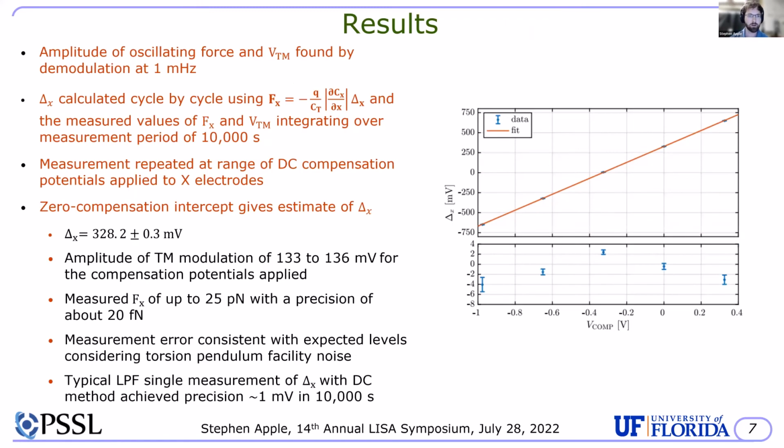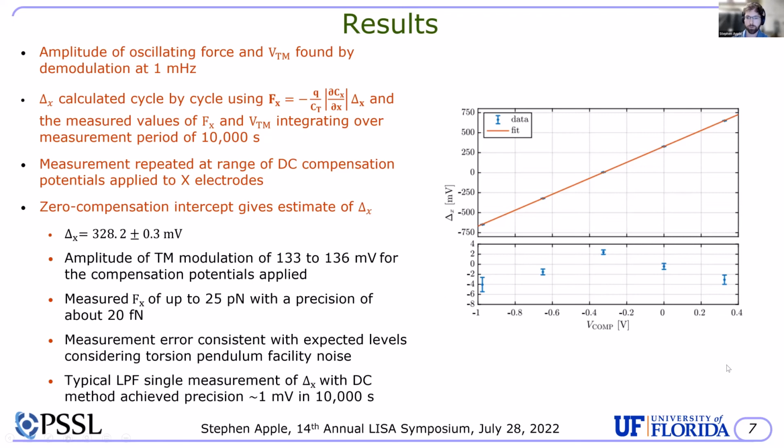All right, so after we successfully modulated the test mass potential, we were then able to demodulate the pendulum data to obtain the amplitude of the test mass charge, as well as the amplitude of the resulting force at our 1 megahertz modulation frequency. And from this, we were able to calculate our delta X, or the stray electric field in the sensor. So we repeated this modulation experiment for 5 different DC compensation potentials applied to the X electrodes. And each of these measurements was conducted for a duration of 10,000 seconds.